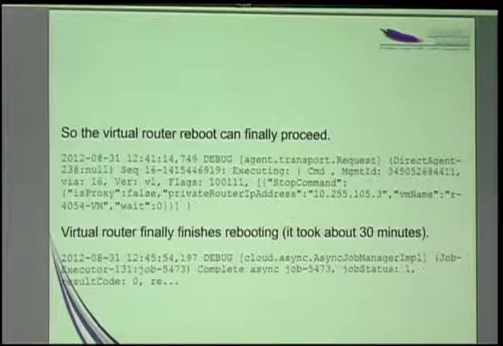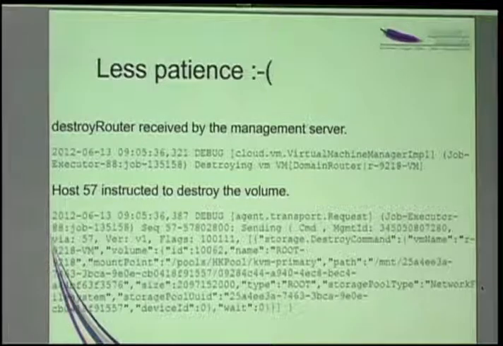So in this case, the administrator was very good about being patient and said, well, I rebooted the router, but I'm going to wait and just see what happens. But that's not all admins. Some admins have some web browsing to do or something and can't wait. So in this case, they're doing a destroy router. At 9:05, they destroy the router, and at 9:05, immediately, CloudStack sends the destroy router command to one of the hosts. In this case, it was a KVM host, host 57.